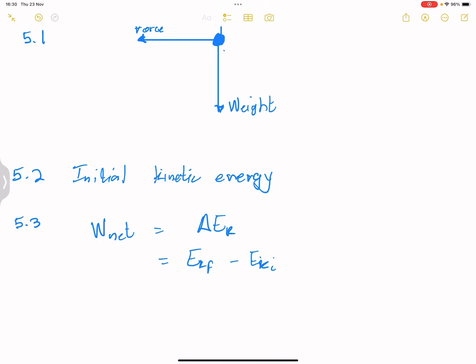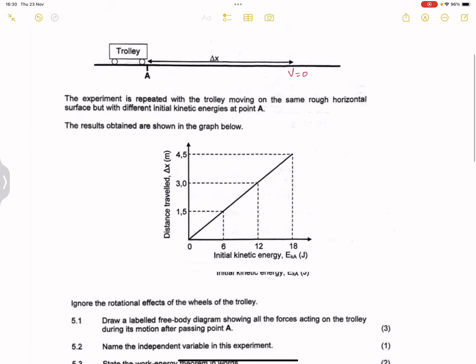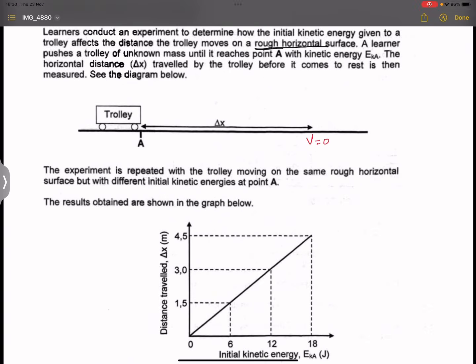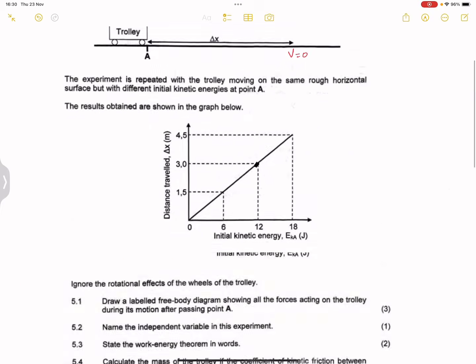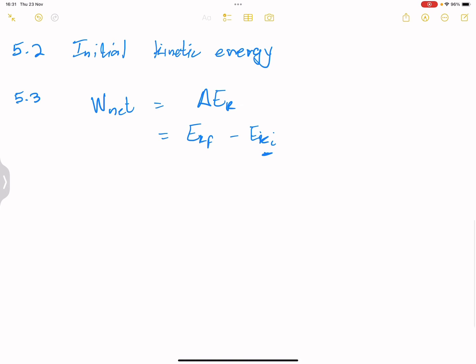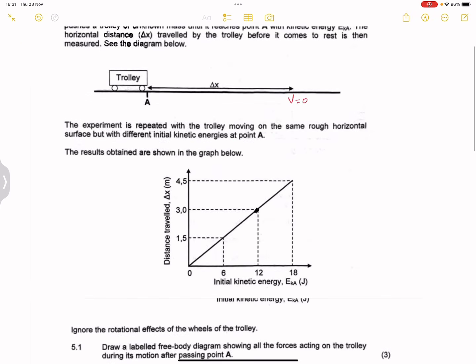So for the initial kinetic energy, we just have to take one of the scenarios here. It doesn't really matter which one you decide to pick. I'm just going to pick this one here. I know when I gave it an initial kinetic energy of 12, the distance that it will move is 3 meters. So I'm going to use that as my initial kinetic energy. So that would be 0 minus 12, right?